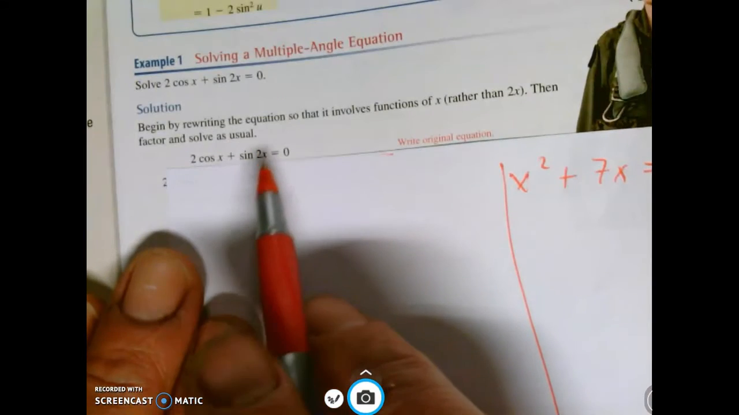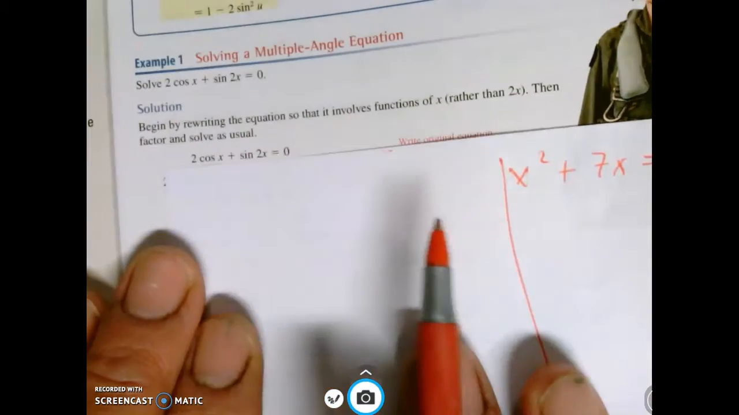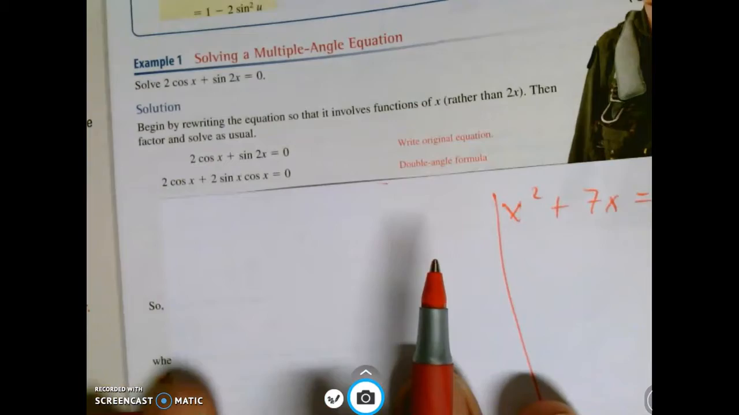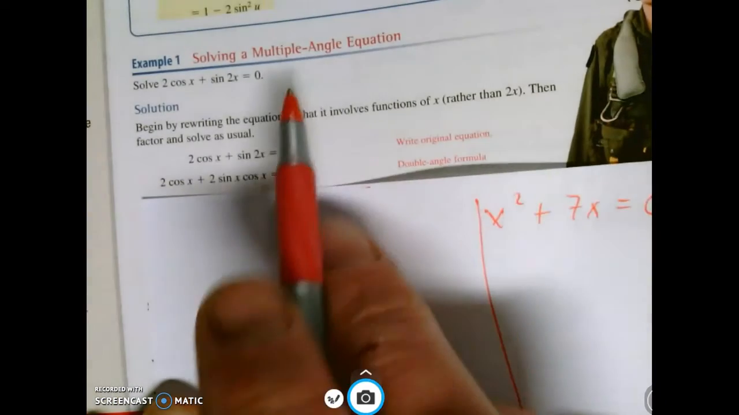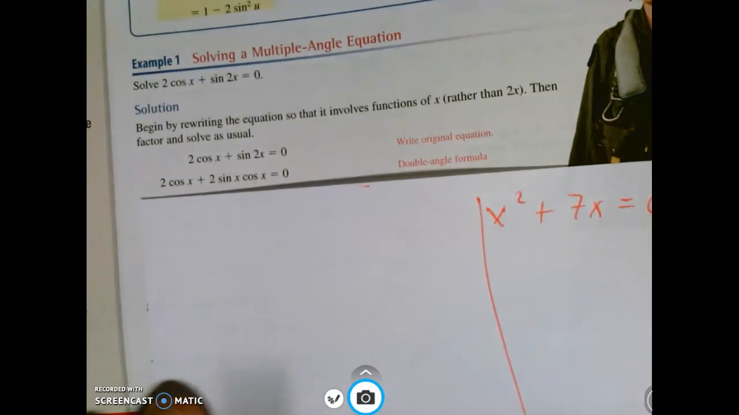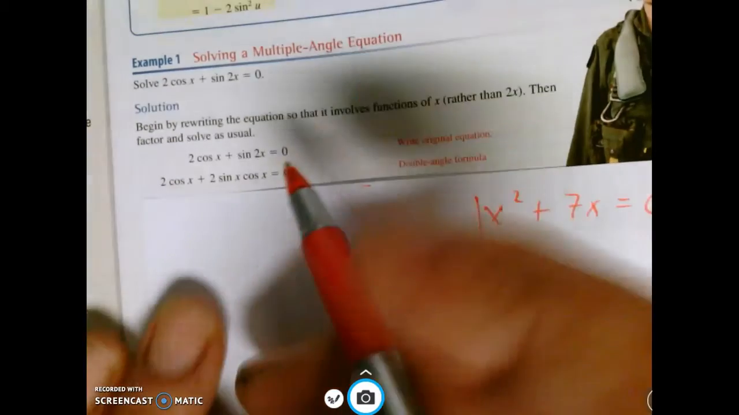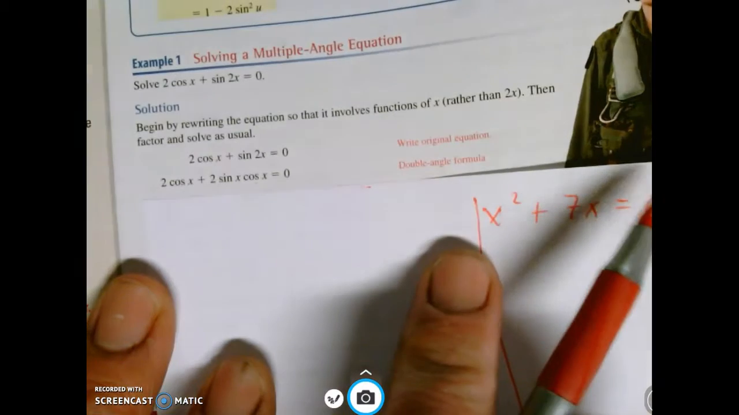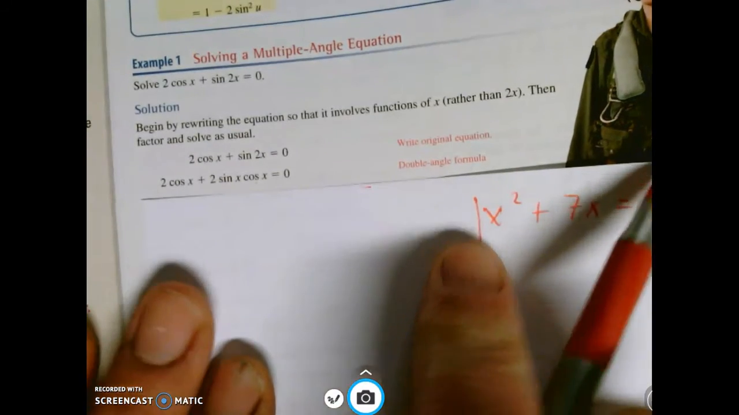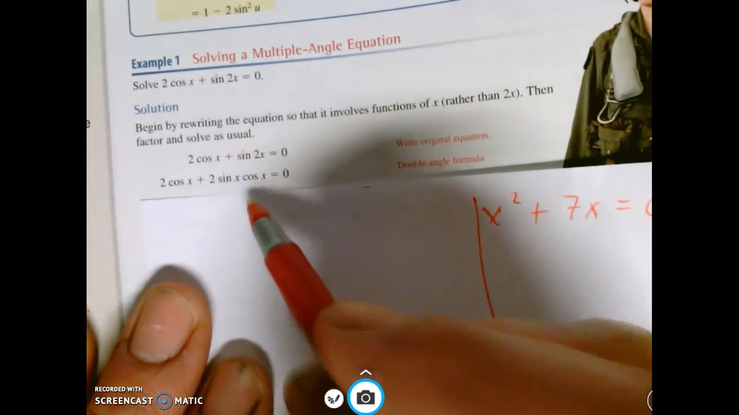So let's see what the book does. I would say, if we're in this chapter, I don't like sine of 2x. Let's change it to something else. And that's what they did. So how did they get from here to here? That's the formula right up there from right before in the box. That's just sort of like a definition thing. So instead of sine of 2x, you're replacing it with this whole thing.